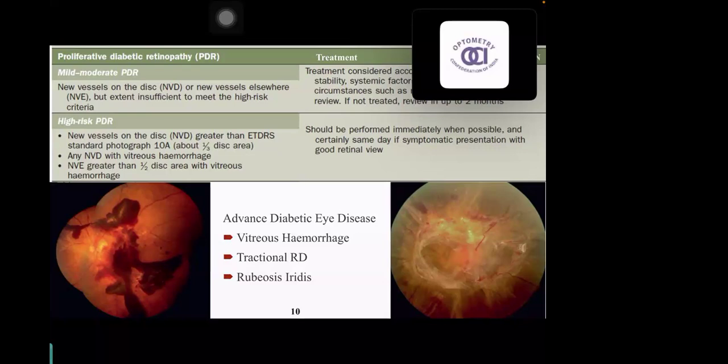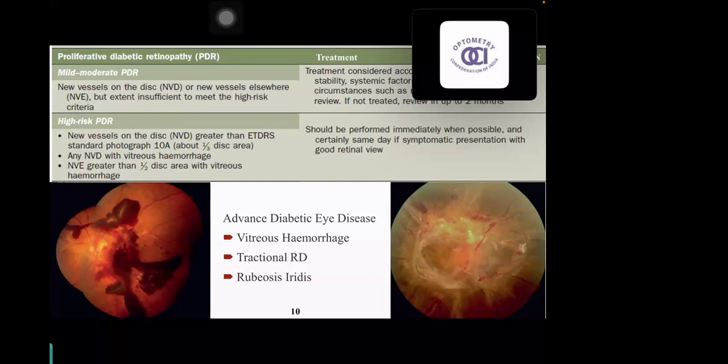Unfortunately, these vessels are fragile and easily ruptured, causing vitreous hemorrhage. Over time, fibrous tissue accompanies these vessels and may contract, leading to tractional retinal detachment, which can result in permanent vision loss. Neovascularization can also occur on the iris, a condition called rubeosis iridis, which may lead to neovascular glaucoma due to blockage of the trabecular meshwork.